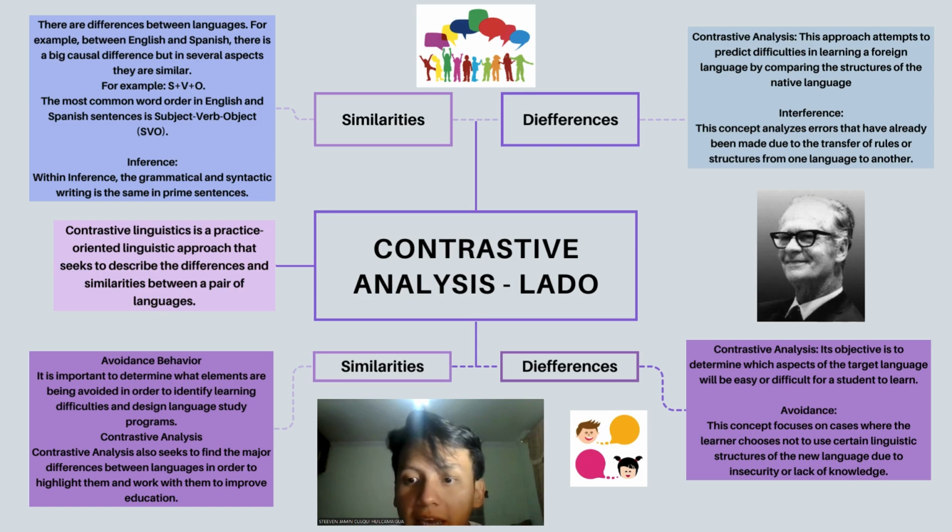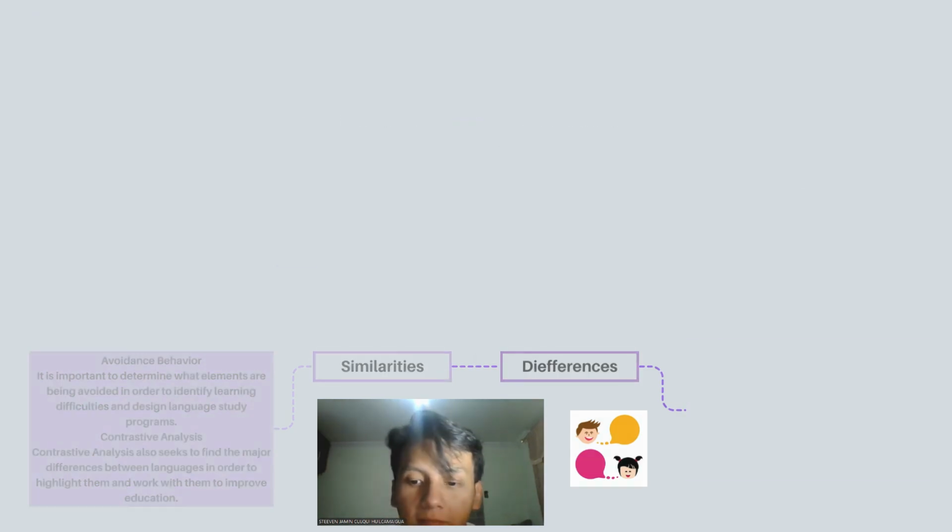And another difference that we have is between contrastive analysis and behaviorism. In behaviorism, this concept focuses on the cases where the learner cannot acquire the language and does not follow the rules. And in the other way, contrastive analysis aims to determine which parts of the target language will be easy to learn for the students and to teach for the teacher.